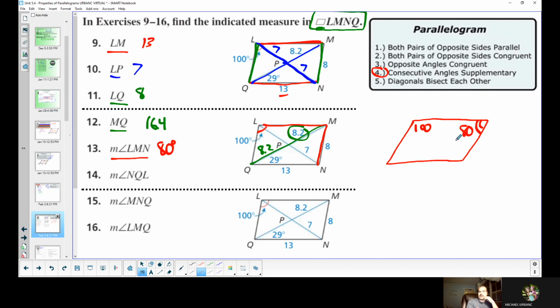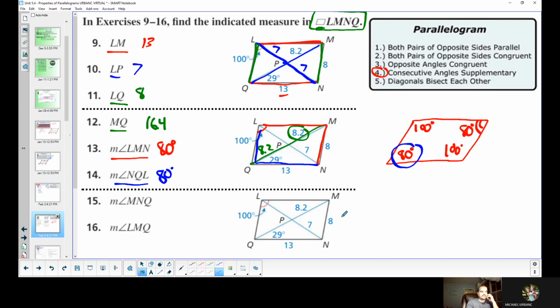parallelogram, because I know I'm going to answer this coming up. Since the upper right-hand angle is 80 degrees, I know that the opposite angles are congruent, so I know the lower left is also 80. And then if the upper left is 100, I know the lower right is also 100. And in fact, that's what's going to happen on the next question. They're going to ask, what's the measure of angle NQL? Well, NQL is down here in the lower left-hand corner, which means it's 80 degrees.